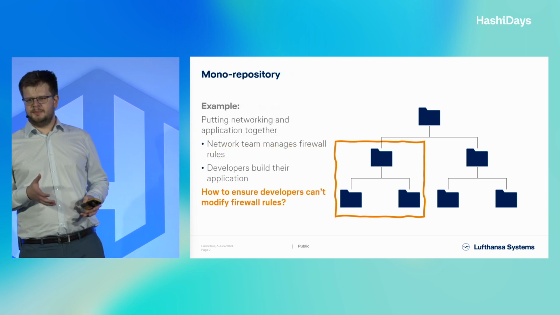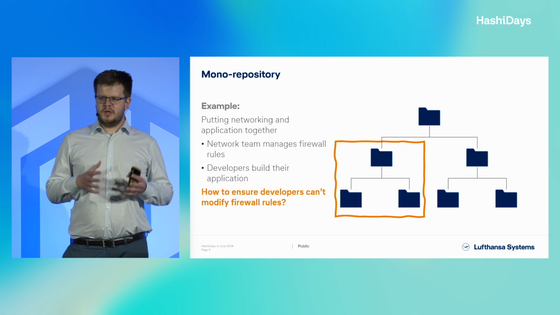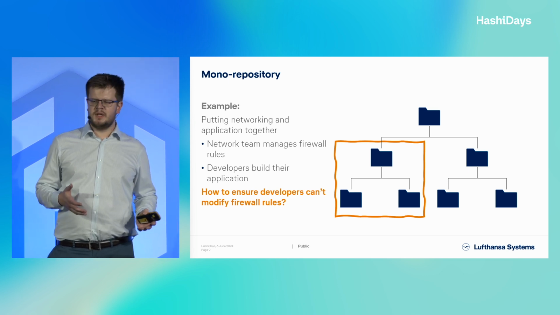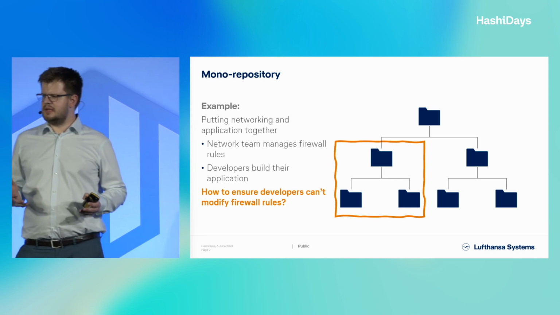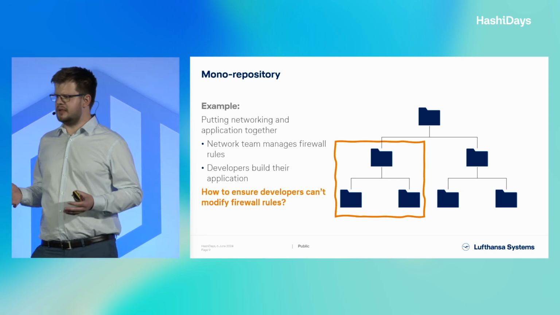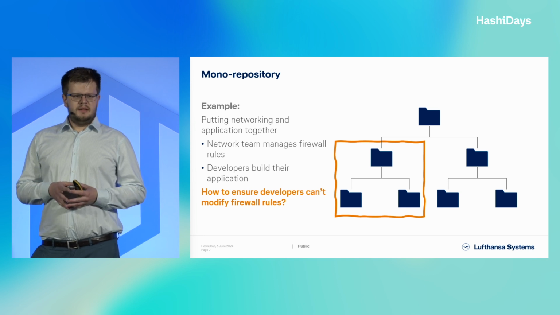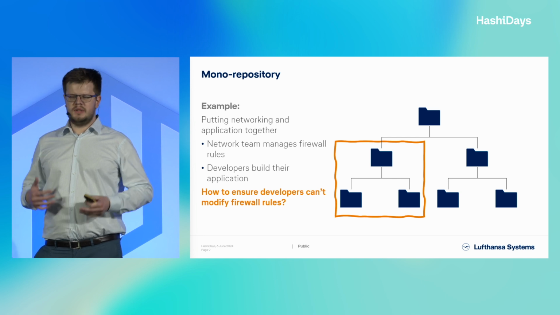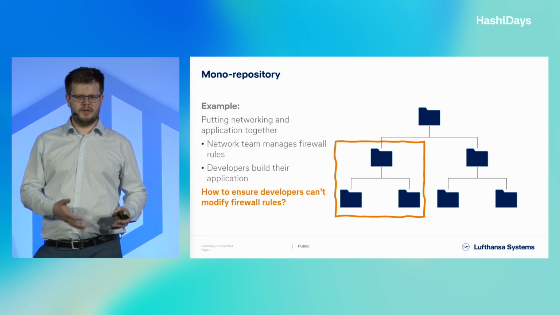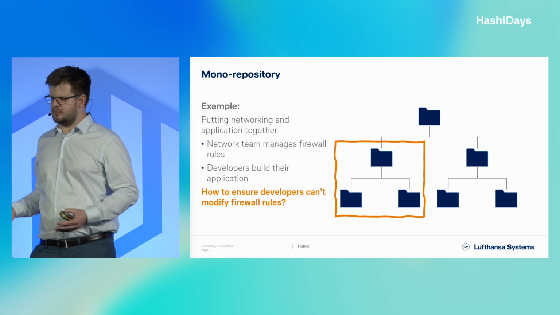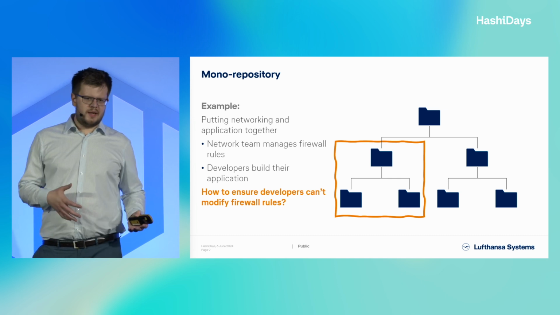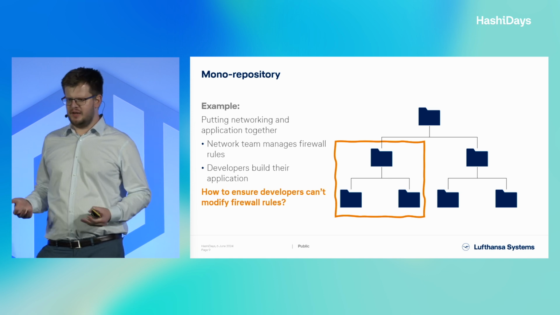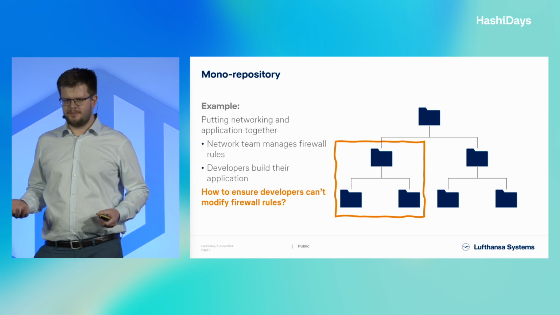So let's start with an example. Imagine you have two teams: a network team that's managing firewall rules, and developers that are developing and maintaining applications. Because you're using GitOps, of course, they're doing everything in code. Now you want to put all of their code into one repository, so you basically use a monorepository. If you have that set up, how can you ensure that developers cannot modify firewall rules? Because this is what isolation is about.